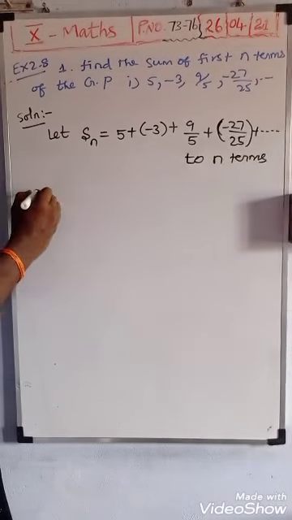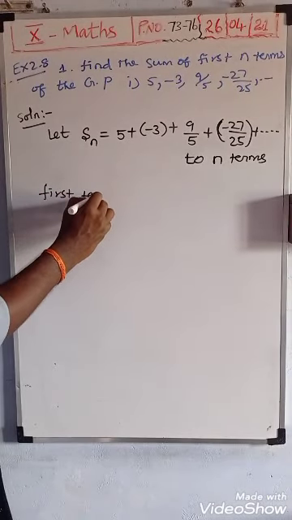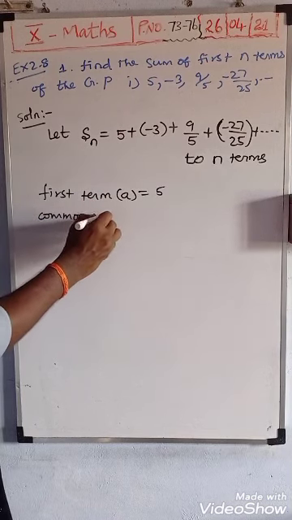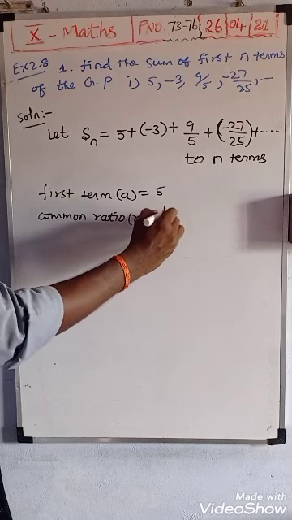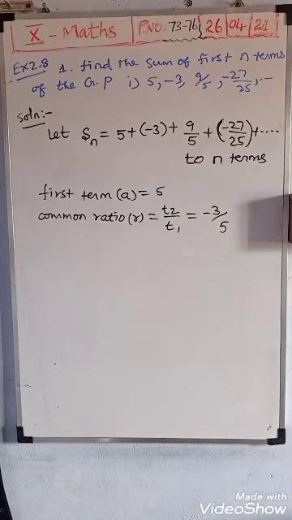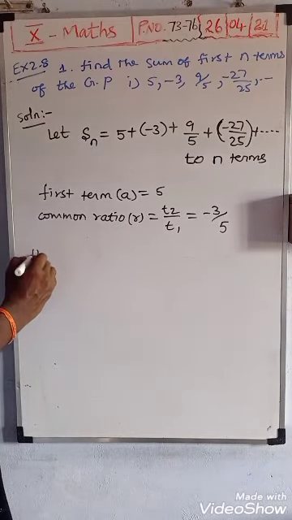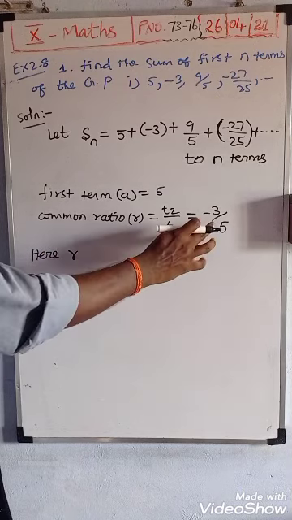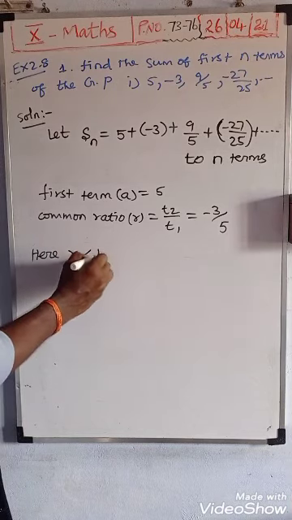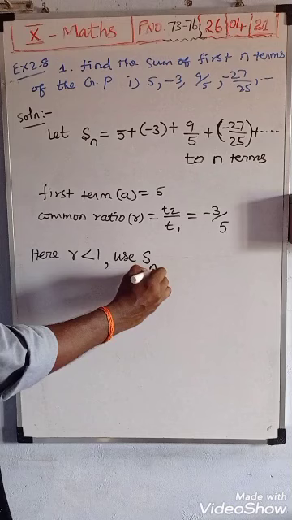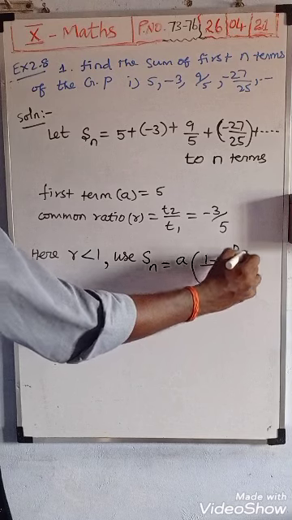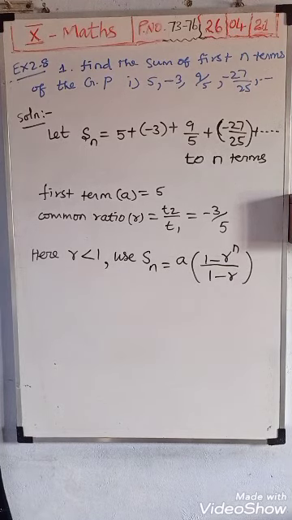First we want to find the first term: a is equal to 5. Then the common ratio r is equal to t2 by t1, so minus 3 by 5. Here you check it: r is less than 1, because a negative value came. R less than 1 means use the Sn formula: a of 1 minus r to the power n divided by 1 minus r. From 1 we want to subtract the ratio.